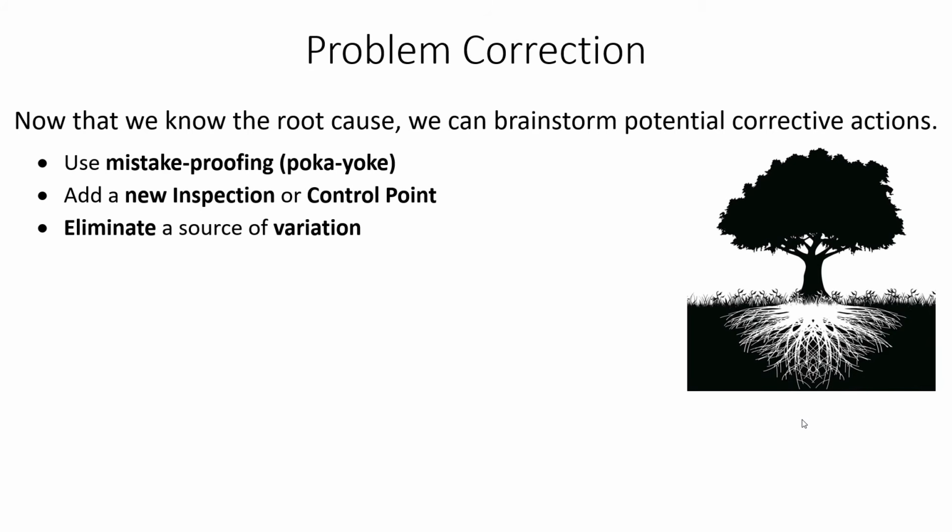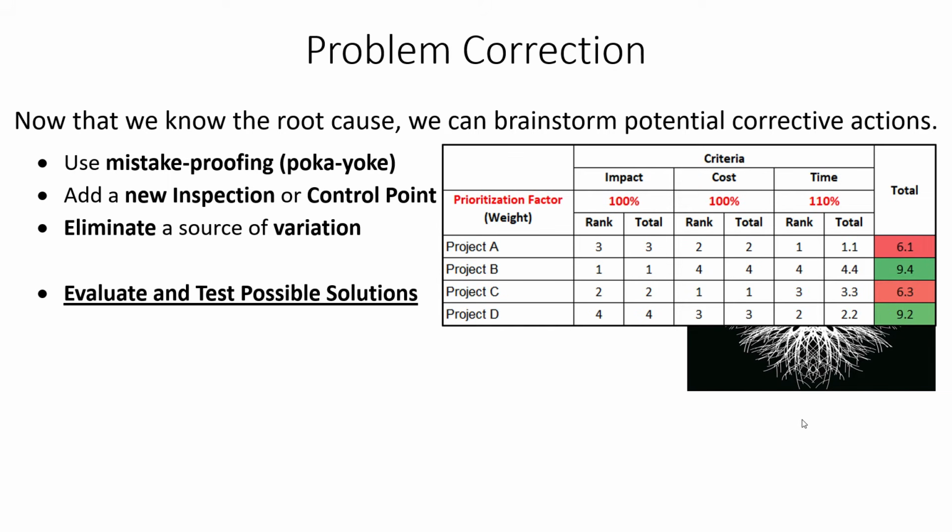Now, this could be all sorts of different solutions. It could be some sort of mistake proofing element. It could be a new inspection or a new control point, or eliminating some new source of variation. And what's important here is when you come up with that list of potential corrective actions to essentially evaluate and test those potential solutions. So you could use something like a matrix diagram that essentially lists out your various options, right? Let's say we have 4 different options that we're considering for a corrective action. And then as a team, we talk about, okay, how effective is that corrective action going to be? How much is it going to cost? And how quickly could we implement it? And we might use this approach to essentially determine or pick the optimal solution to address the problem.